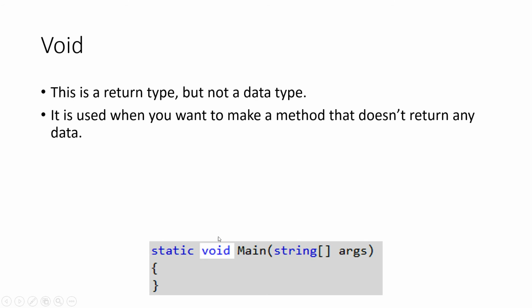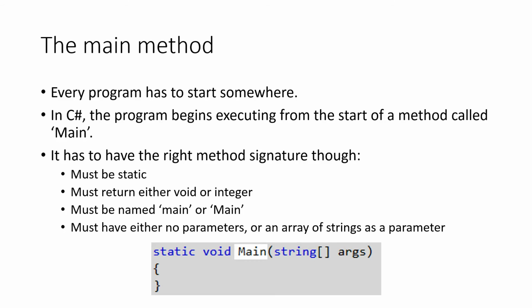So next up we have void. This is a return type, but not a data type. So it doesn't actually return any data, it's just letting you know it returns nothing. Which is a sort of Zen-like difference there, but yeah, void means no data comes back out of that method. So the main method, every program has to start in the main method, and it must be a main method that is either void or integer, it must be static, it must be called main with a capital or lowercase m. The parameters must either be empty or exactly this, a string array. That's what those square brackets mean, or braces as they're called.